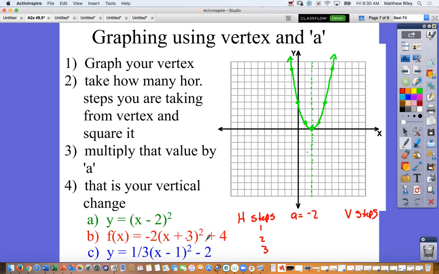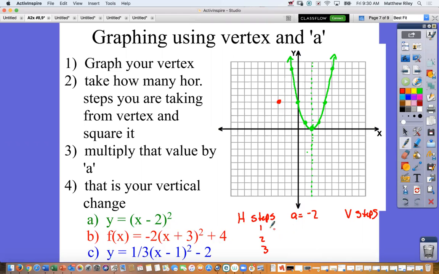What is my vertex on B here? -3, 4. -3, 1, 2, 3, positive 1, 2, 3, 4. That's my vertex. Any questions about the vertex? Remember, it's always the opposite of what's happening to X. That's your H value, and this is your K value. So -3, positive 4. My A value is -2.